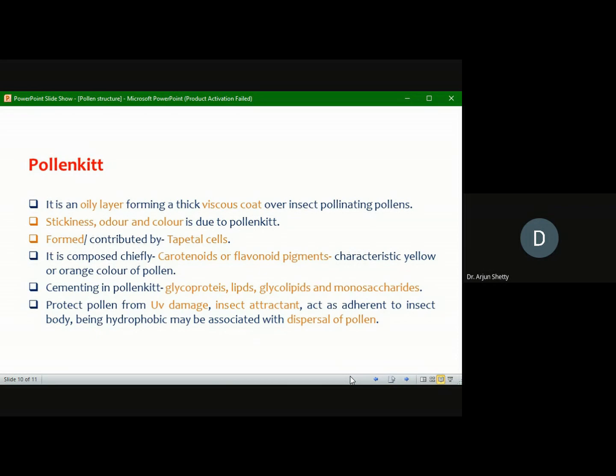Once it gets solubilized, that pollen will not have any role in getting attached, and it won't produce the color and it won't produce the odor. So because of the hydrophobic characteristic, they are quite long lasting and can bring about insect pollination. And this is quite associated with the dispersal of the pollen grain.